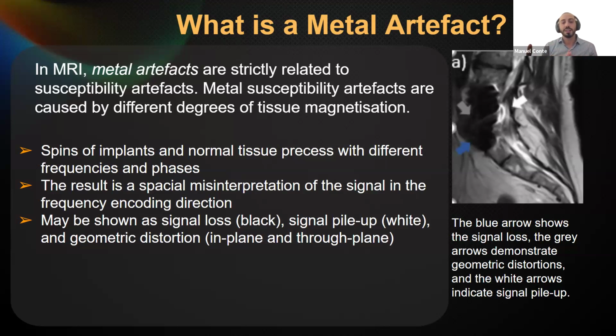Normally, we have artifacts in the phase encoding direction, like aliasing artifact and flow artifact, but metal artifacts go in the frequency encoding direction. And there are three types of artifact. The first one is signal loss, this black hole. Basically it's an absence of signal in the expected location. Then the second one is signal pile-up, when the signal of a voxel moves to another voxel, so there is this hyperintense signal.